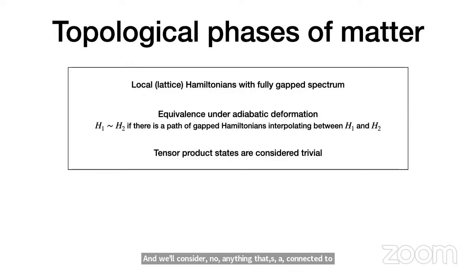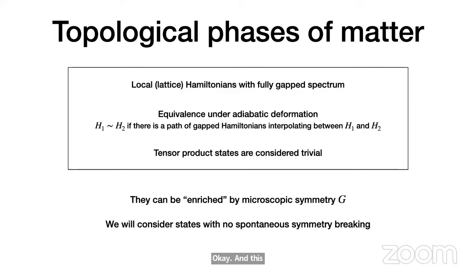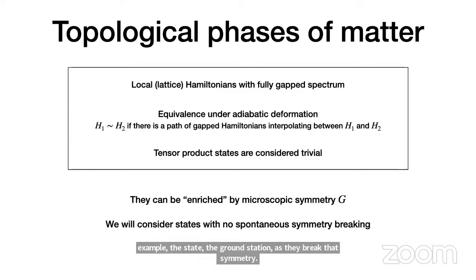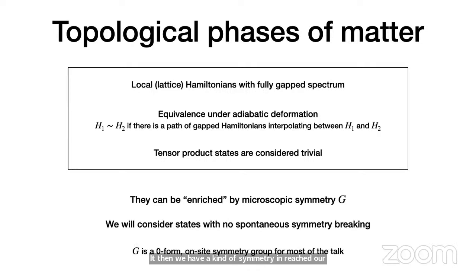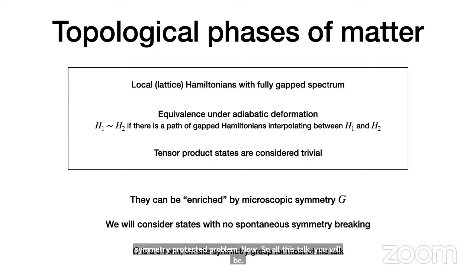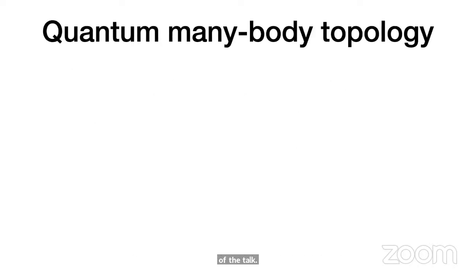This problem can be enriched by demanding a microscopic symmetry. The Hamiltonian should respect that symmetry, and for example, the ground state should not spontaneously break it. Then we have a kind of symmetry-enriched or symmetry-protected problem. Throughout this talk, G will be an ordinary, zero-form on-site symmetry, for most of the talk, if not otherwise specified.